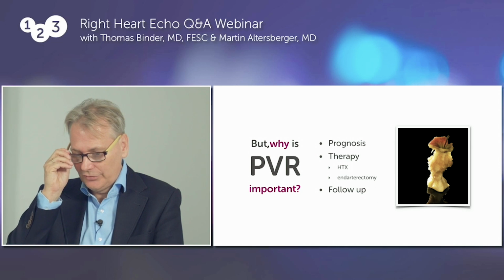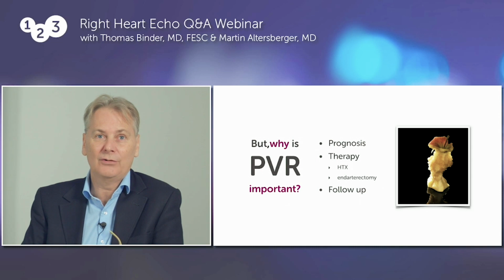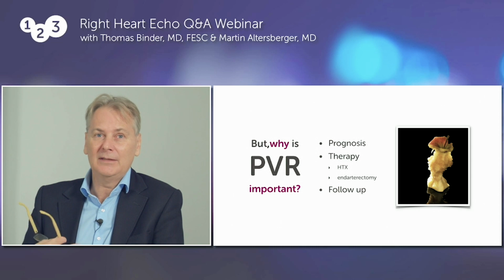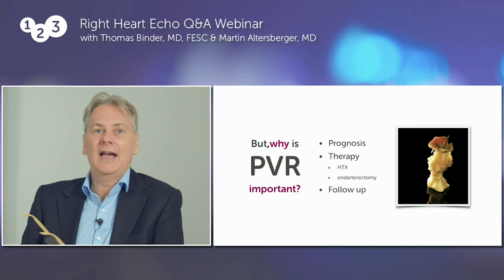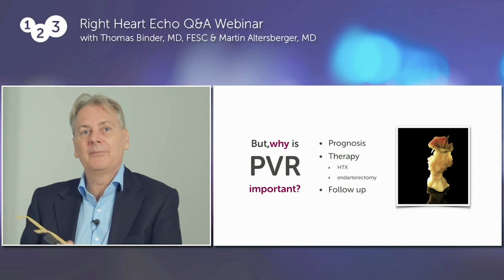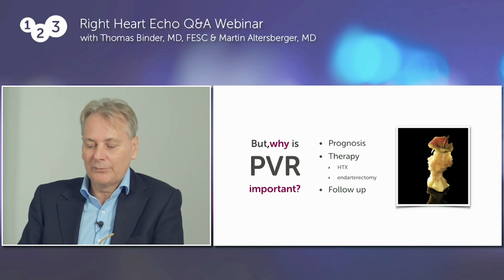And the same actually holds true for patients with endarterectomy or even patients with congenital heart disease. If you have a patient with a ventricular septal defect and he has a high pulmonary vascular resistance, this means he already has fixed pulmonary hypertension, and therefore he would not be a candidate. So this is an important parameter.